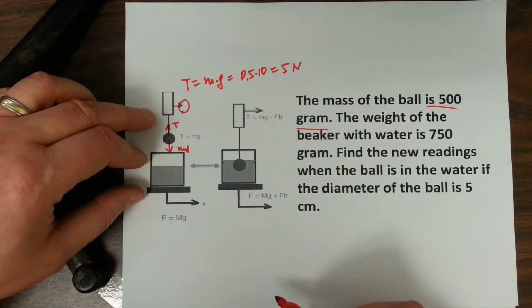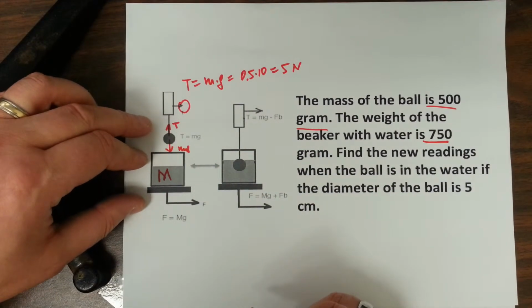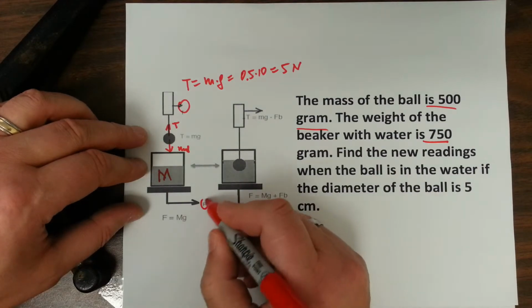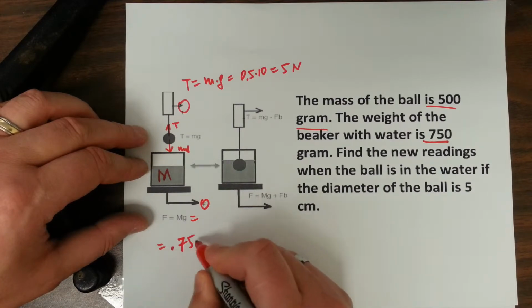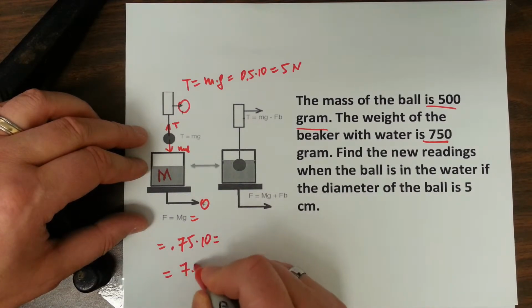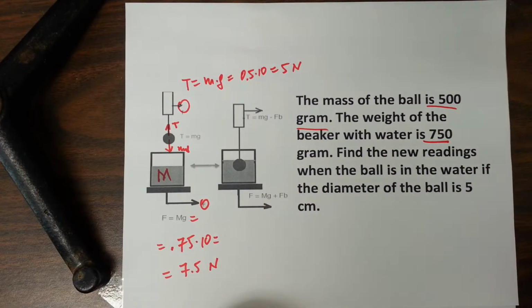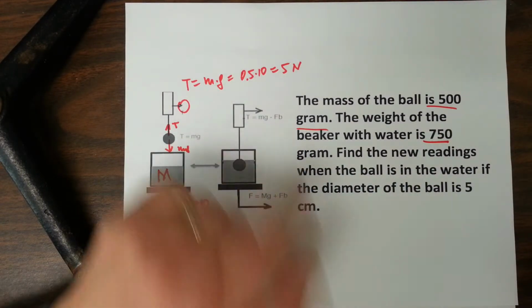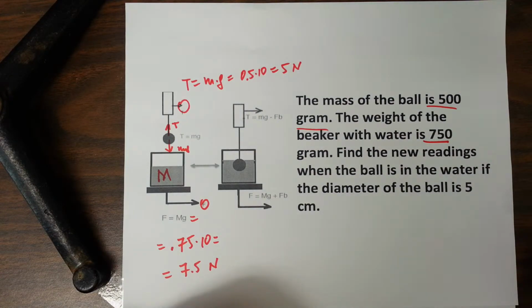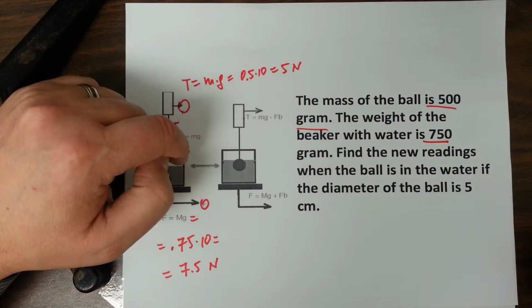Now, 750 grams, that's how much water we have in the beaker. So this reading should be equal to, converting grams to kilograms, 0.75 times 10, 7.5 newtons. The difference here is due to buoyant force acting from water on the ball. That changes the reading in the spring scale. So the new reading will be less by the amount of the buoyant force acting on the ball.